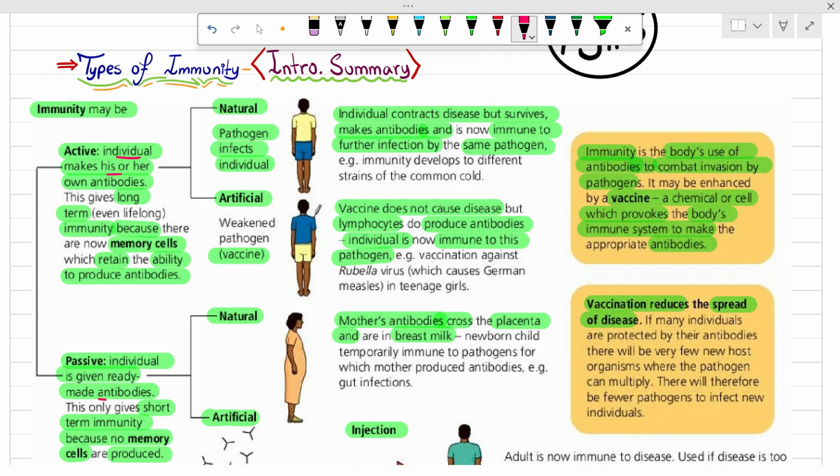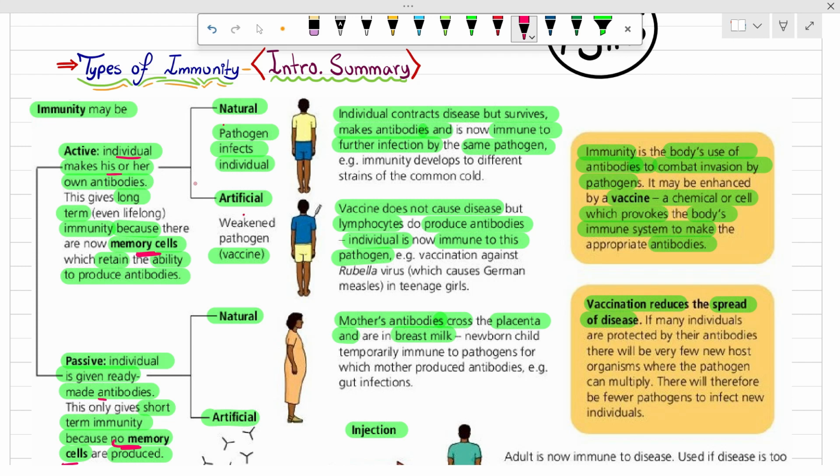Active immunity is long-term because memory cells are present. Memory cells are cells that retain the ability to produce antibodies. They remember the instructions, so if the infection is encountered again, they can fight against the infection. Passive immunity has no memory cells. This is why passive immunity is short-term immunity. Active can be natural or artificial.